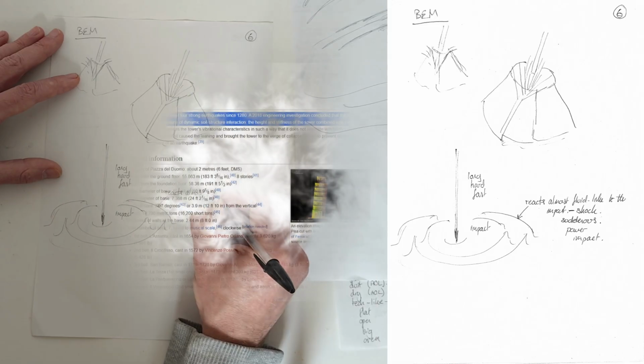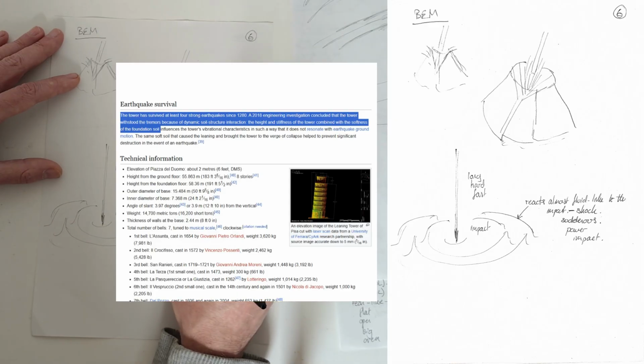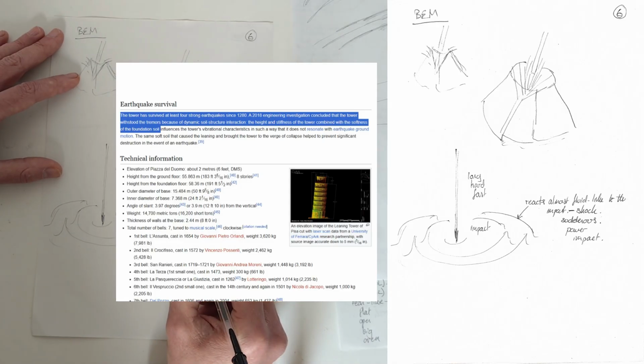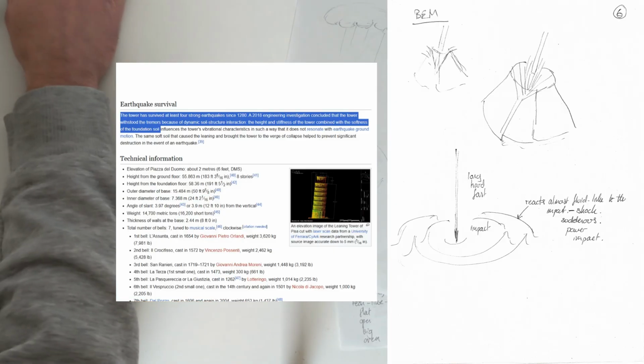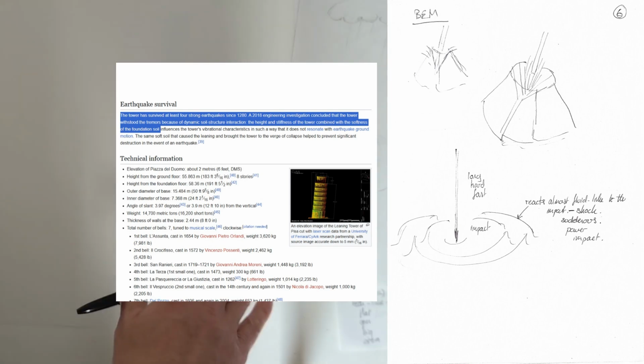Now if we go to Wikipedia, it says the tower has survived at least 4 strong earthquakes since 1280. A 2018 engineering investigation concluded that the tower withstood the tremors because of dynamic soil structure interaction. The height and stiffness of the tower, combined with the softness of the foundation soil, influences the tower's vibrational characteristics in such a way that it does not resonate with an earthquake ground motion. In other words, the fact that they built the tower with a crappy foundation on soft ground, which is what made it lean over and almost fall over in the first place, ironically is what saved it from subsequent earthquakes later on.